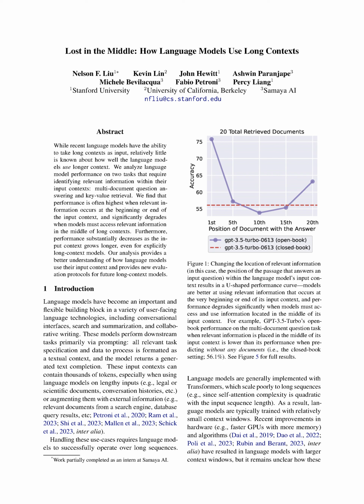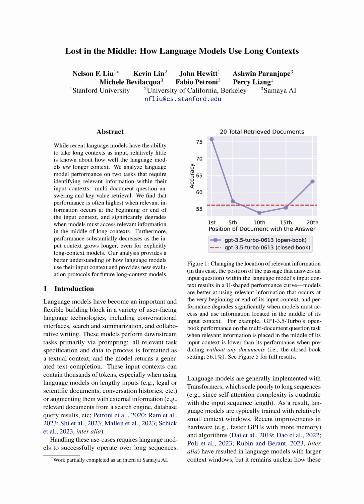Section 1. Introduction. In today's digital age, language models have grown in importance and versatility, finding wide application in numerous language technologies that interact with users directly. This includes search and summarization, conversational interfaces, and collaborative writing, to name a few. Typically, these models tackle downstream tasks using a method known as prompting. What this means is, they are given relevant task specifications and data, formatted as a textual context, and their job is to produce a completed text.